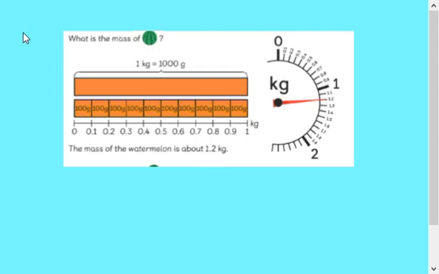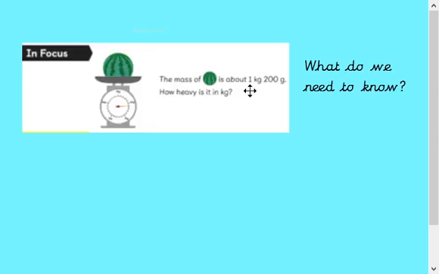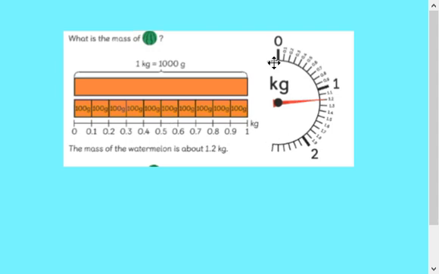Now, when we think back to our in focus question this morning, the mass of the watermelon is 1 kilogram, 200 grams. So what is that going to be? Well, we can see that it would be 1 kilogram, so 1, and 200 grams would be 0.2. So the mass of the watermelon is going to be 1.2. If I showed it on a set of scales here, you can see I've got 1 whole kilogram and then 0.2, 1.2 kilograms. So 200 grams is the same as 0.2.